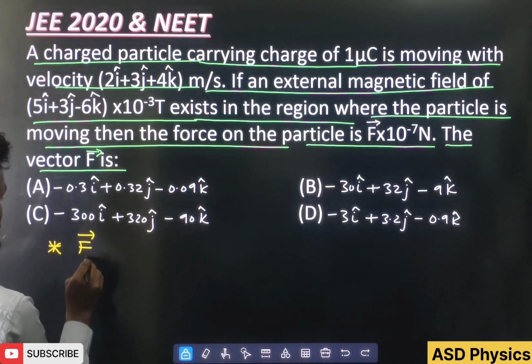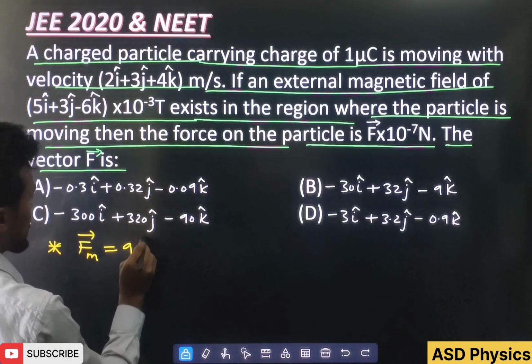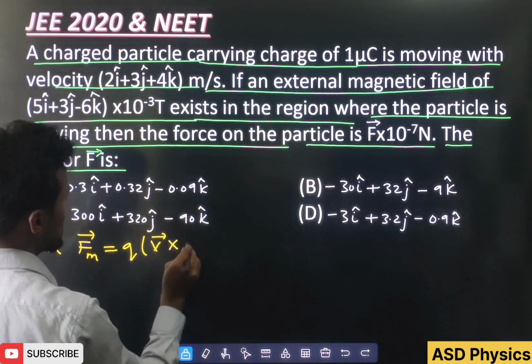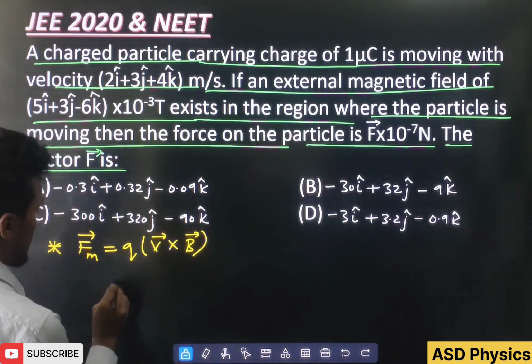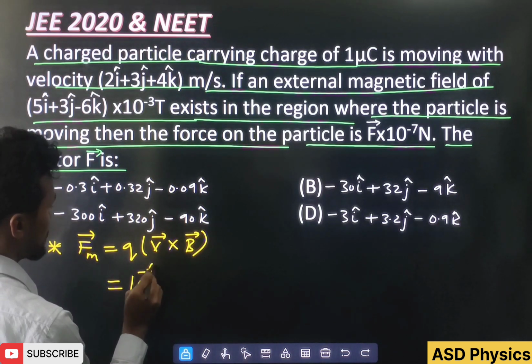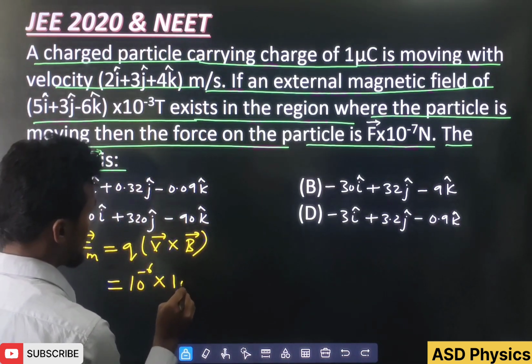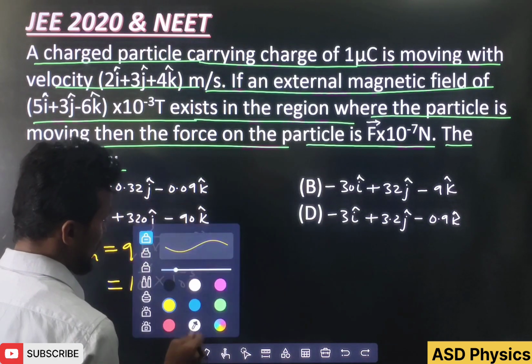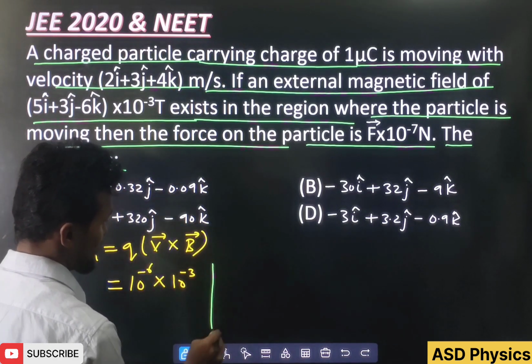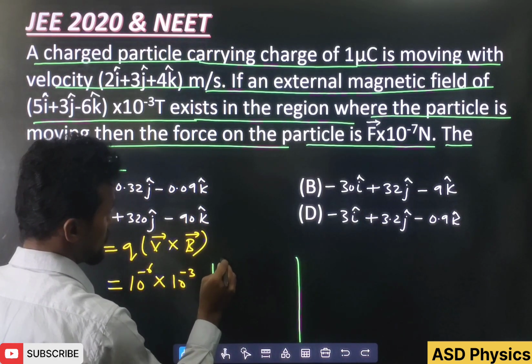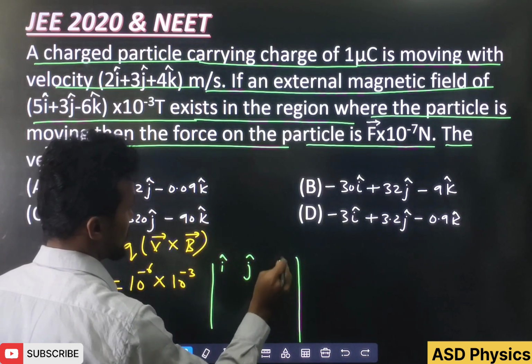Kindly see here. This formula: magnetic force is given by QV cross B. After that, what is the value of Q? 10 to the power minus 6. And you can see the magnetic field is 10 to the power minus 3. After that, we'll use the determinant to get the V cross B. So I cap, J cap, K cap.